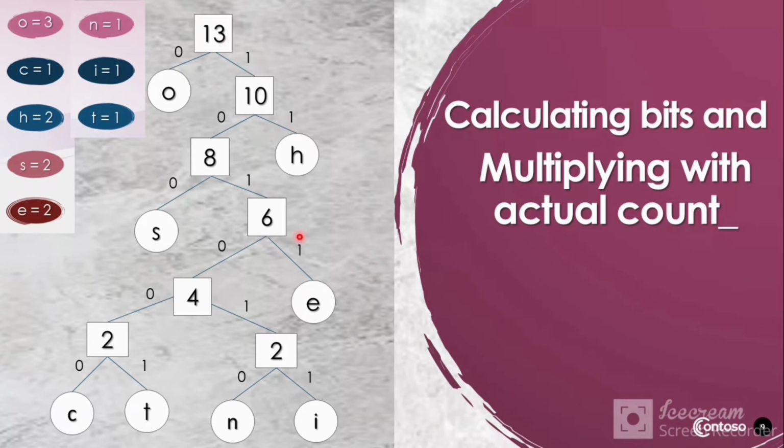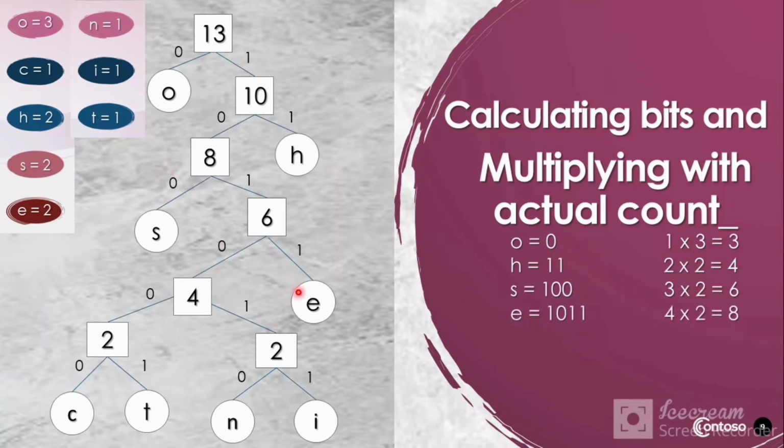So first of all, for the O, I can see that from the root node it has only one bit, that is 0, and its actual count was 3. So 1 multiplied by 3 equals 3. Same procedure for all of the above. For H, I can see that it has 2 bits, 1 1, and its actual count is 4. For S, it was 3 and actual count was 2, so 3 into 2, 6. So that is how I'll calculate all of the letters and all of their bits. And after multiplying all of them with their actual count, we will simply add them all together.